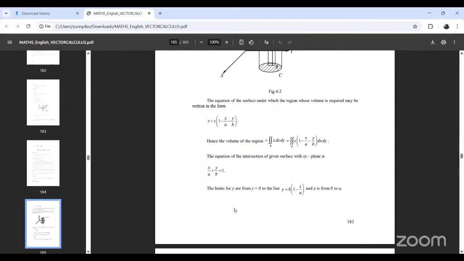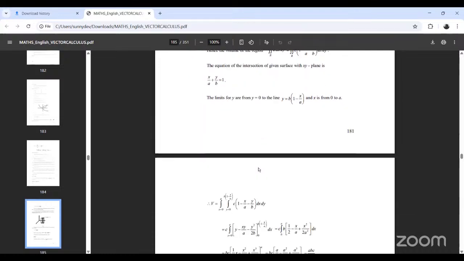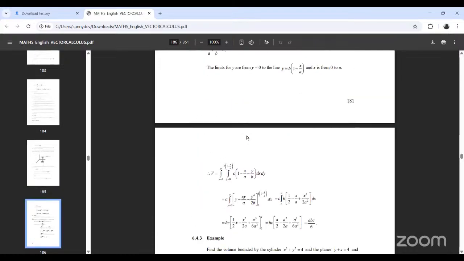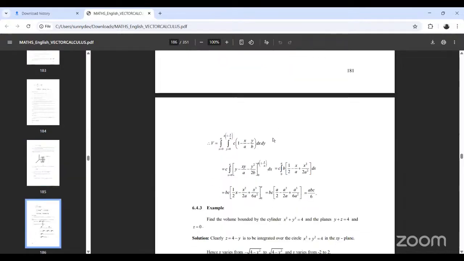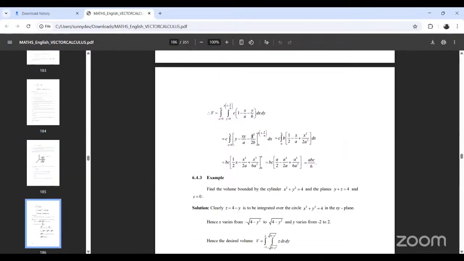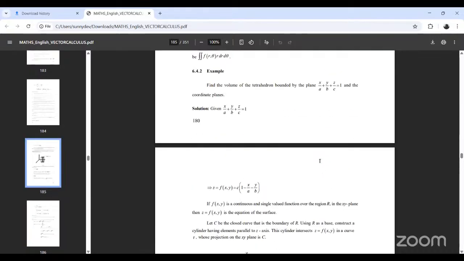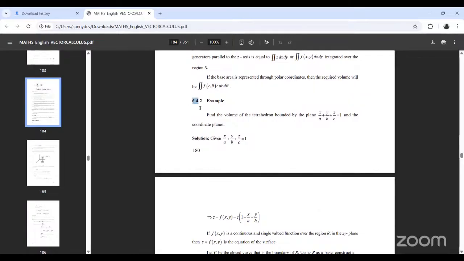Here we need to find the limits of y. From here we can write y equals b into 1 minus x by a. For the limits of x, we substitute y equals 0, and we get x from 0 to a. Substituting here, after the simplification we get abc by 6. So this is the volume of the tetrahedron using double integration.